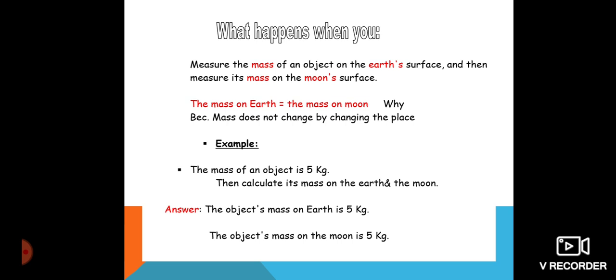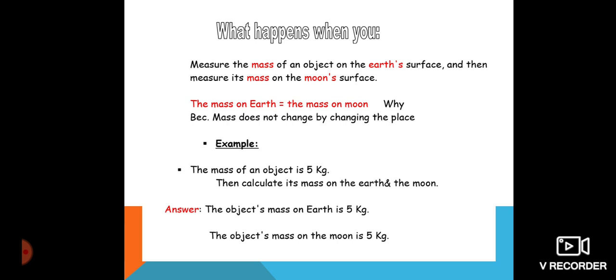What happens when you measure the mass of an object on the Earth's surface and then measure its mass on the Moon's surface? The mass on Earth equals the mass on the Moon. Why? Because mass doesn't change by changing the place.